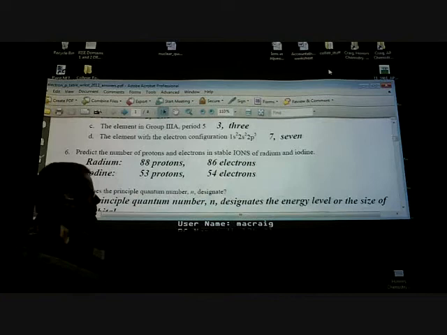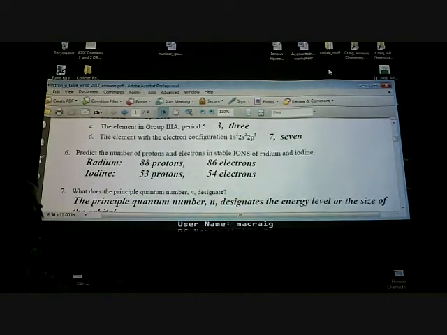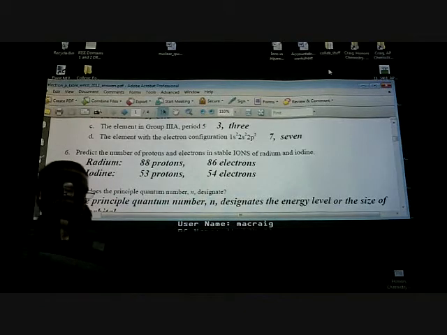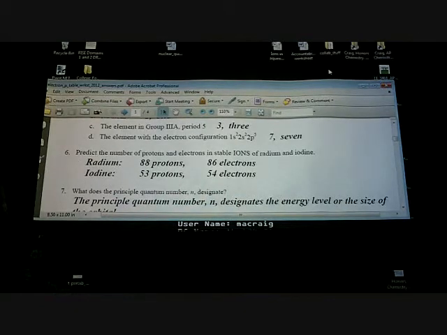All right, number 7. What does the principal quantum number n designate? The energy level, or even the size. Either of those is acceptable. What does the second quantum number represent? Shape. Very good. Whether you're looking at S orbital, P orbital, D orbital, or F orbital. You'll need to know that for tomorrow. What does the third quantum number represent? Orientation. Good. So whether it's on the x-axis, the y-axis, or a combination of those. And then the fourth one deals with spin.